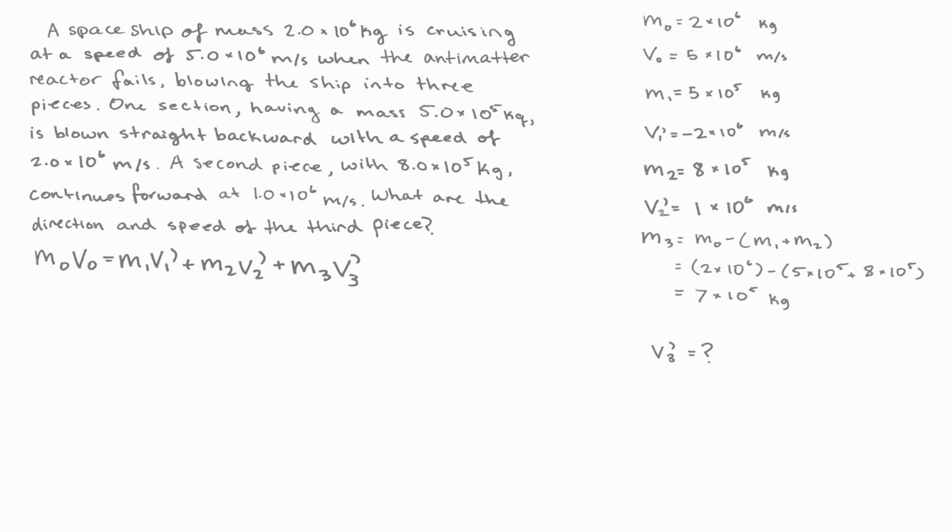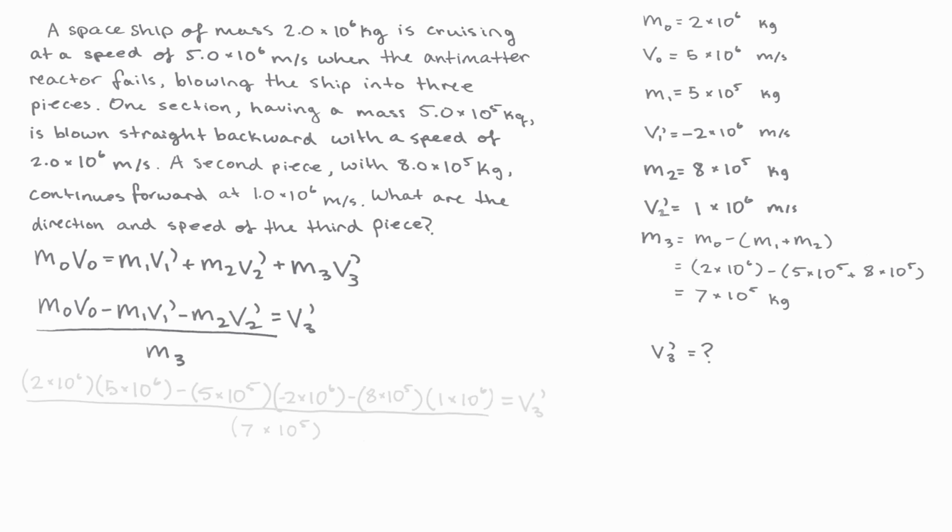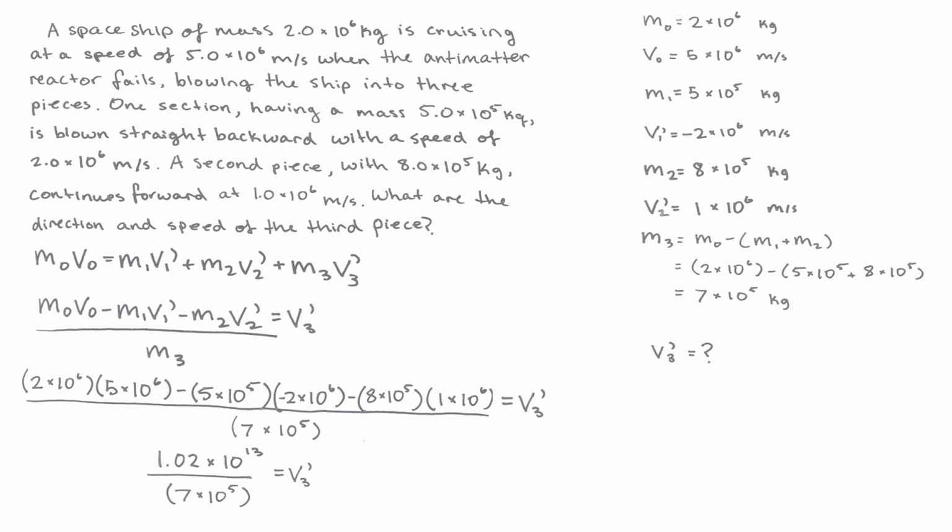Next, since we want to solve for v3 prime, we're going to isolate it by subtracting m1 v1 and m2 v2 and dividing by m3. Now that we have it isolated, we can simply plug in the values from our givens, and the numerator is going to simplify to 1.02 times 10 to the 13th. Divided by mass 3, which is 7 times 10 to the 5th, we're going to get the velocity of the third piece.